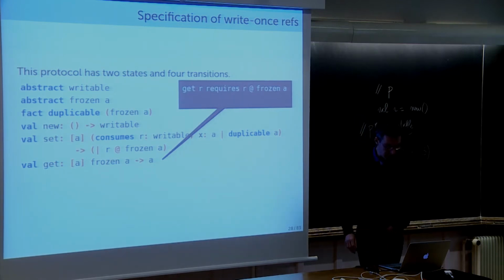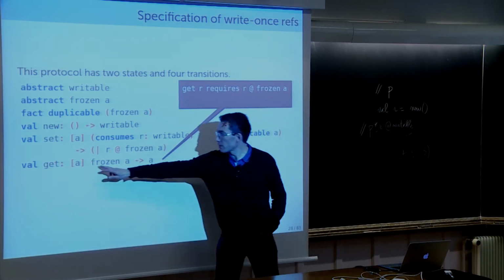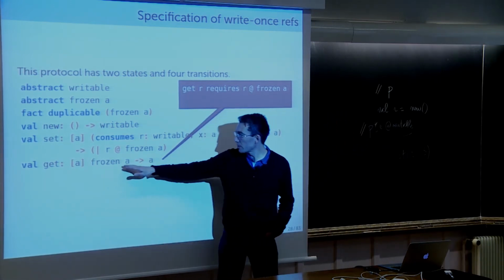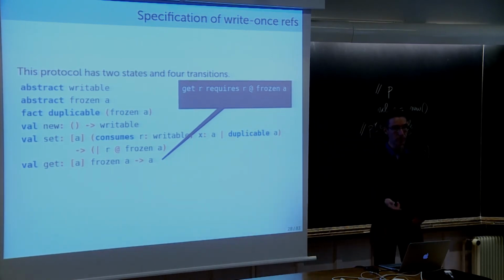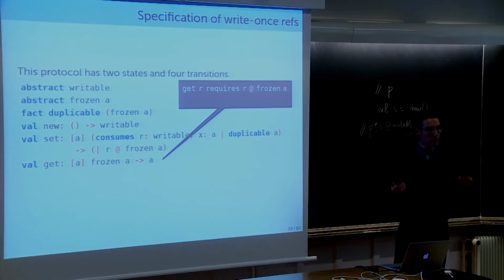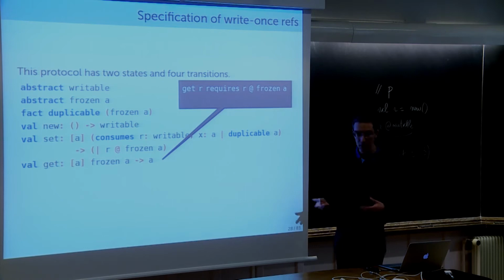And finally, in the type of get, get requires the argument to be frozen and doesn't consume this permission. But it doesn't really matter in this case whether there is a consumes here or not, because frozen is a duplicable type, and something that's duplicable is never consumed. You could consume it, but you could also make a copy of it before consuming it. So in the end, it's not consumed.